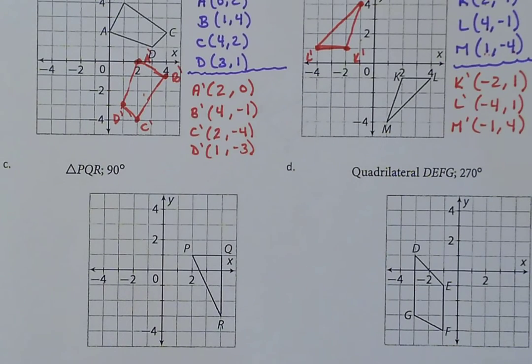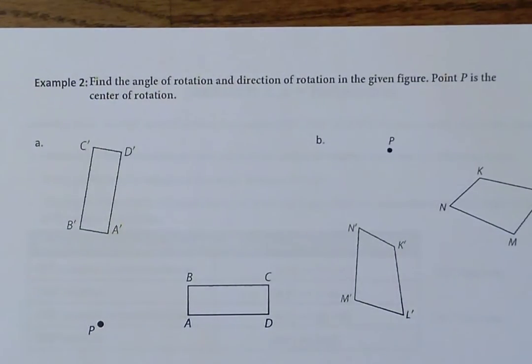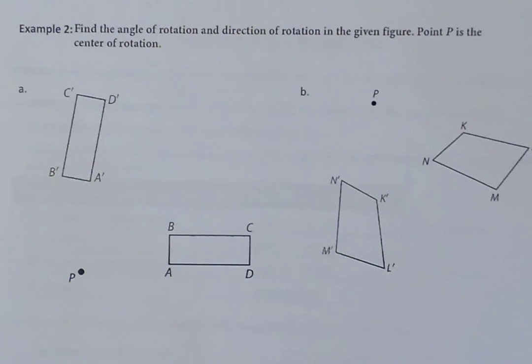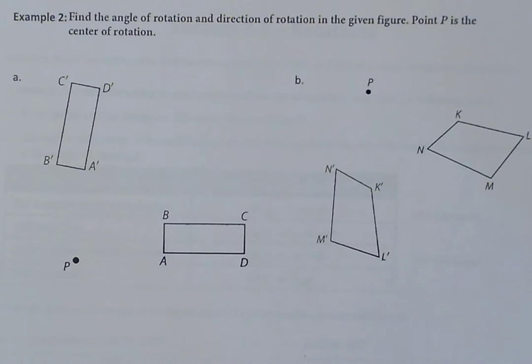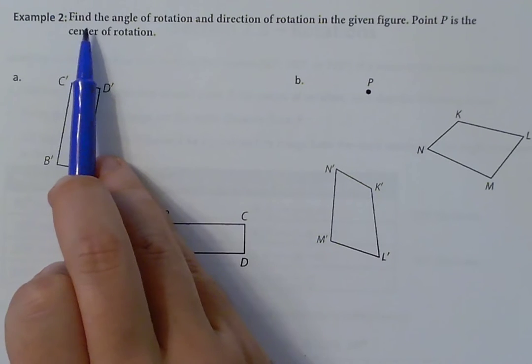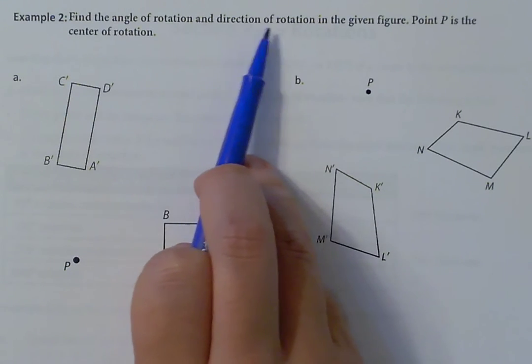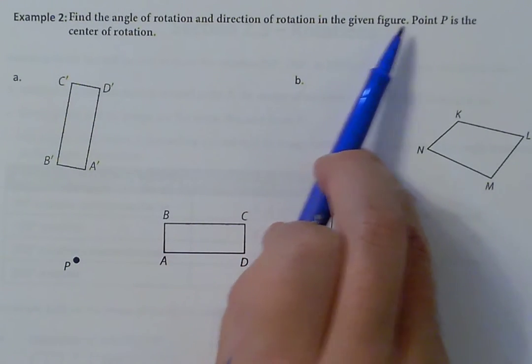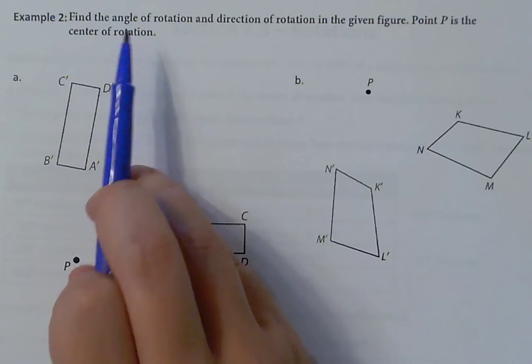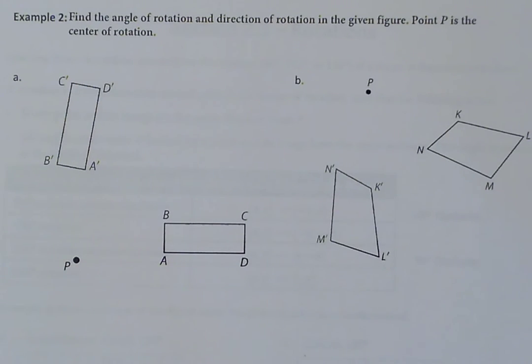All right, so with that said, we just have one example remaining, and it's going to be brief because if you're doing this on a video, likely you do not have a protractor at the ready, but I want to show you how we figure out the angle of rotation. So example 2 is going to ask us to find the angle of rotation and direction of the rotation in the given figure. Point P is the center of the rotation.